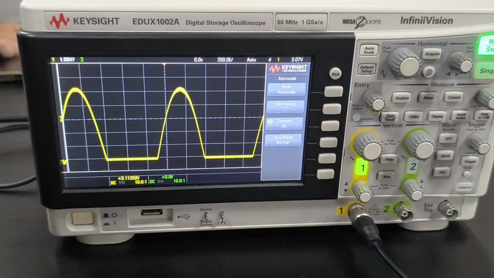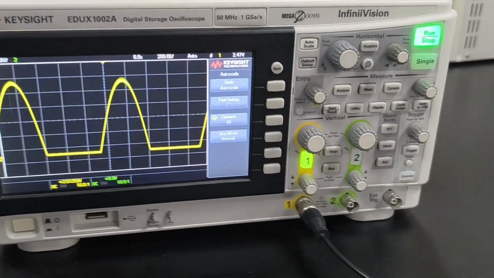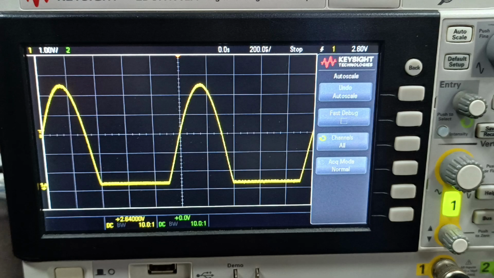As a result, the output waveform measured across the resistor shows only the positive half of the input sine wave, while the negative half is clipped off. This is the defining characteristic of a half-wave rectifier.